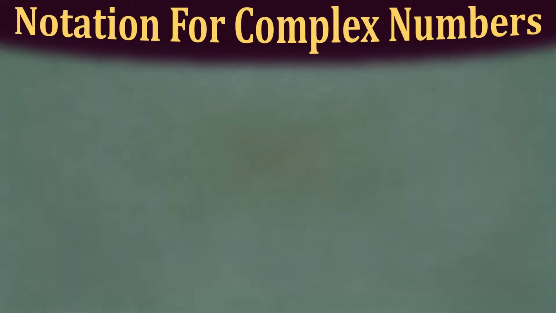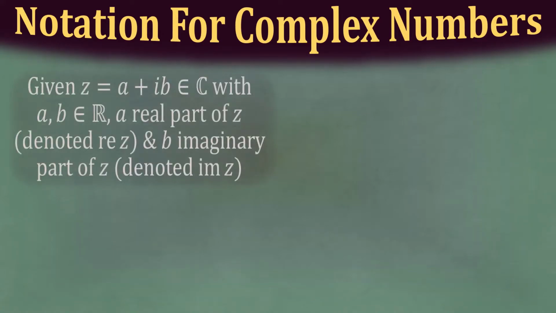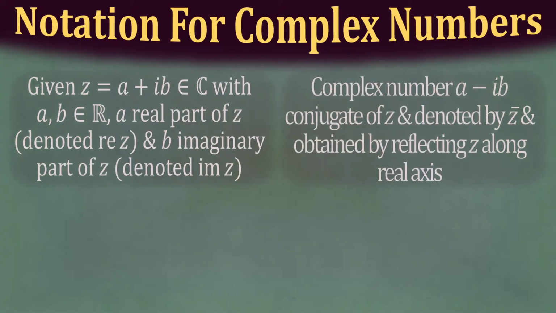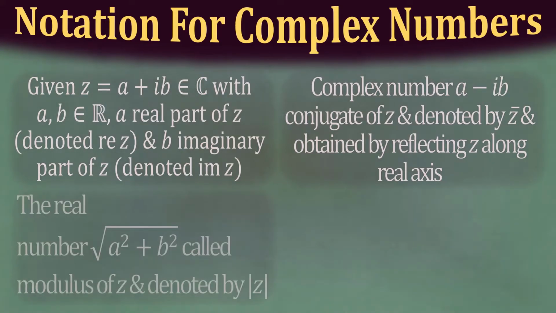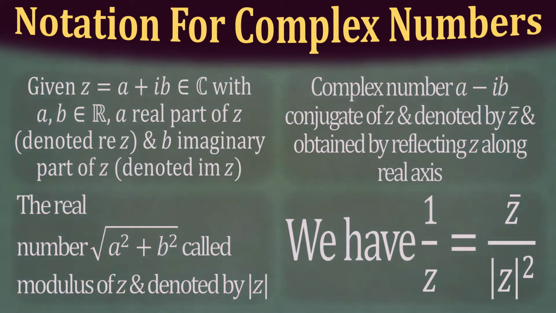Now, let's review some notation for complex numbers. Given z = a + ib in the complex numbers with a, b reals, we call a the real part of z, denoted Re z, and call b the imaginary part of z, denoted Im z. The complex number a - ib is called the complex conjugate of z, denoted z bar, and is obtained by reflecting z along the real axis. The real number the square root of a squared plus b squared is called the modulus of z and is denoted |z|. Hence, we have that 1/z = z bar / |z|². Now, let's move on to discussing polar coordinates.